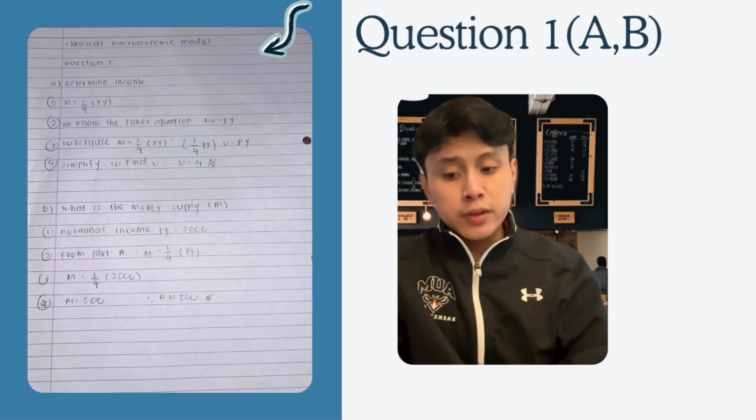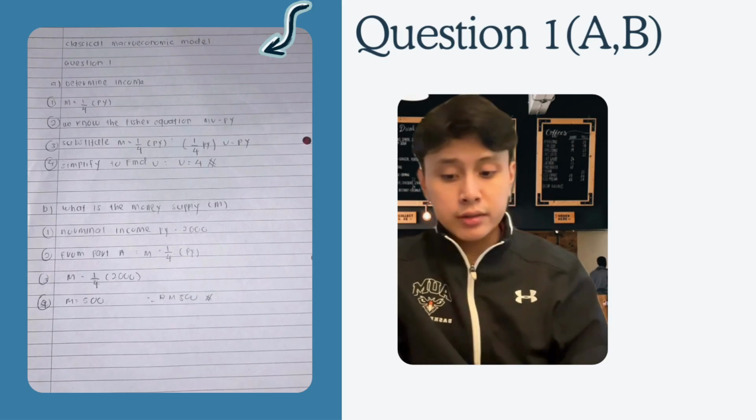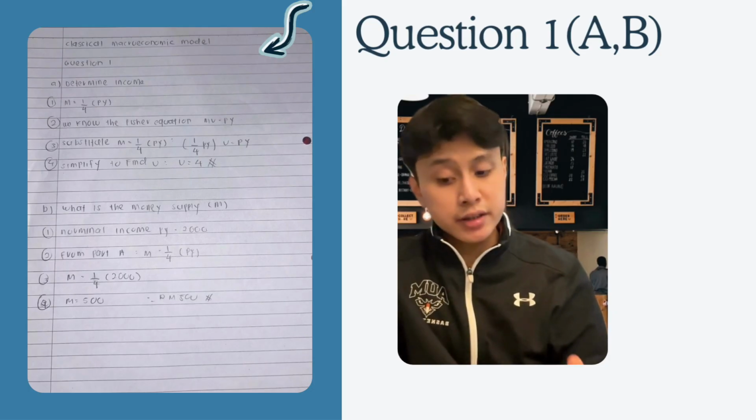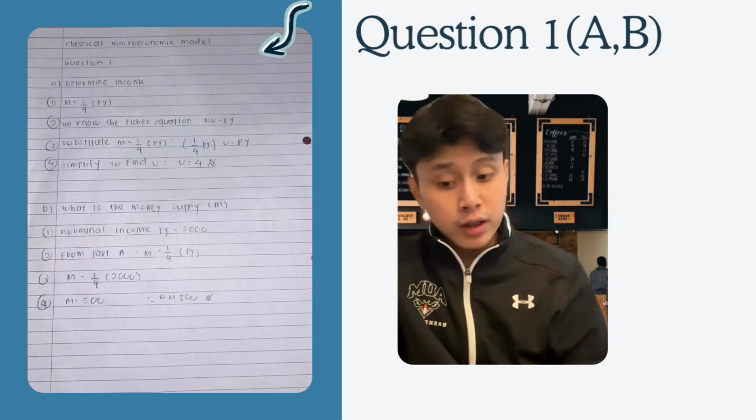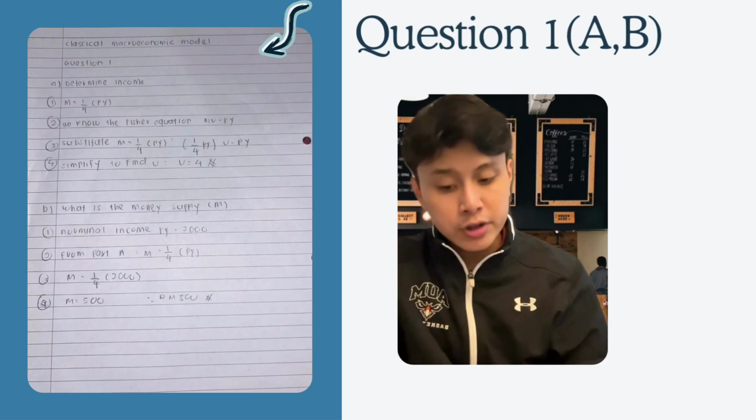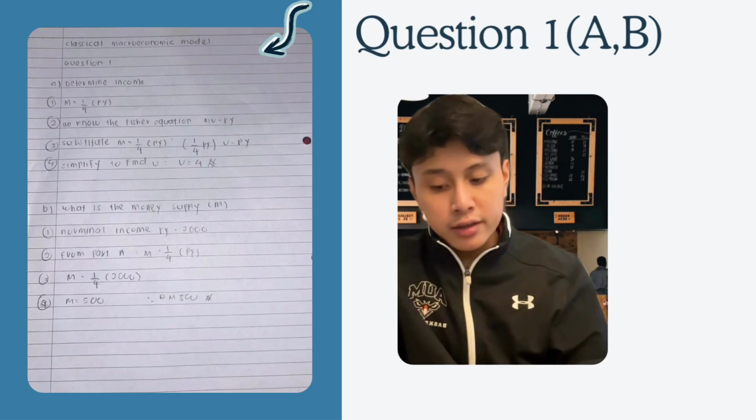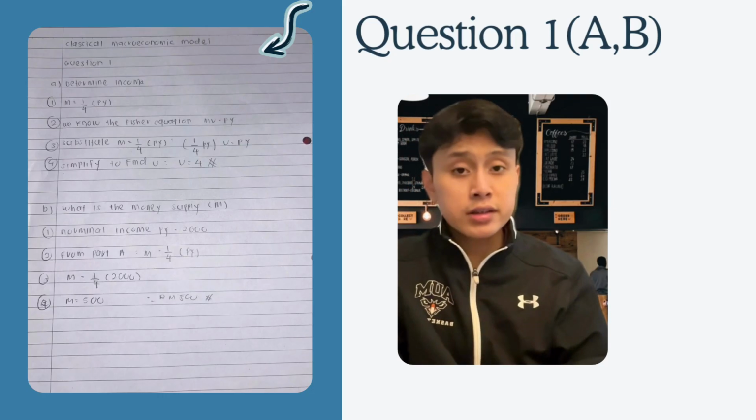Today, I will explain the classical macroeconomic model, Question 1, A and B. For A, the first step is to determine the income: M equals 1/4 PY. Second, we know the Fisher equation is MV equals PY. The third step is to substitute M equals 1/4 PY, so 1/4 PY times V equals PY. The last step is to simplify to find V, and the answer is V equals 4.